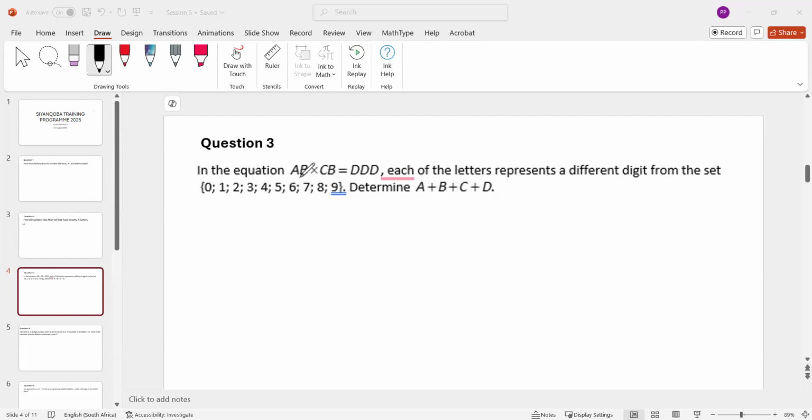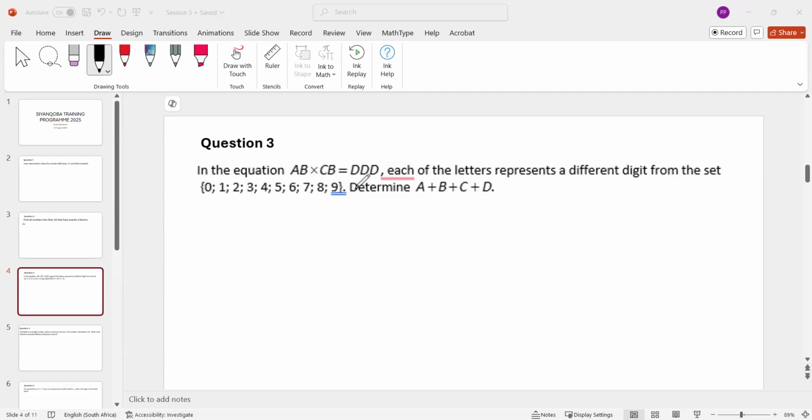And A stands for a digit and B stands for a digit. But if B is repeated, it means the same digit occurs here. And here you've got the same digit occurring right through in this three-digit number. All right, now the question is to find what A, B, C, and D are. And once you do that, then you can calculate the sum of A, B, C, and D.